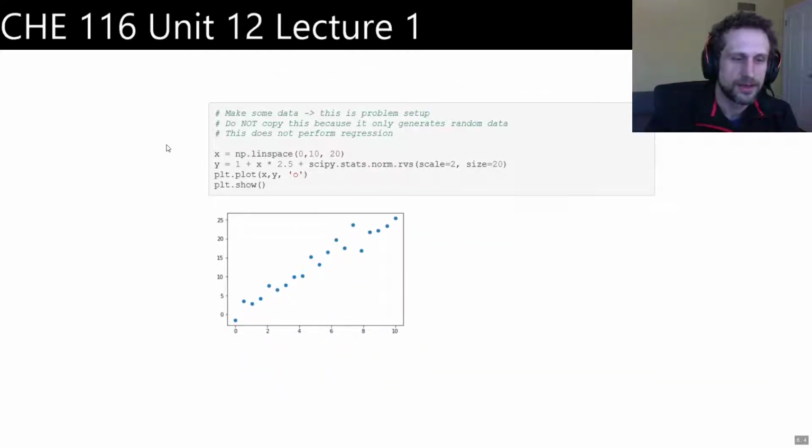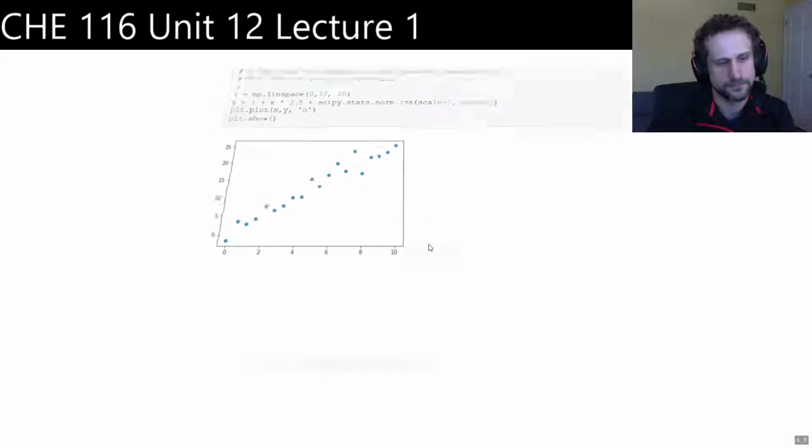So this code here, you can ignore this. It's just me making some data. Okay, so this is just me generating random data. So this has nothing to do with linear regression. Okay, so I've generated some random data. And if you look at the code, you can see that the true slope is 2.5 and the true intercept is 1.